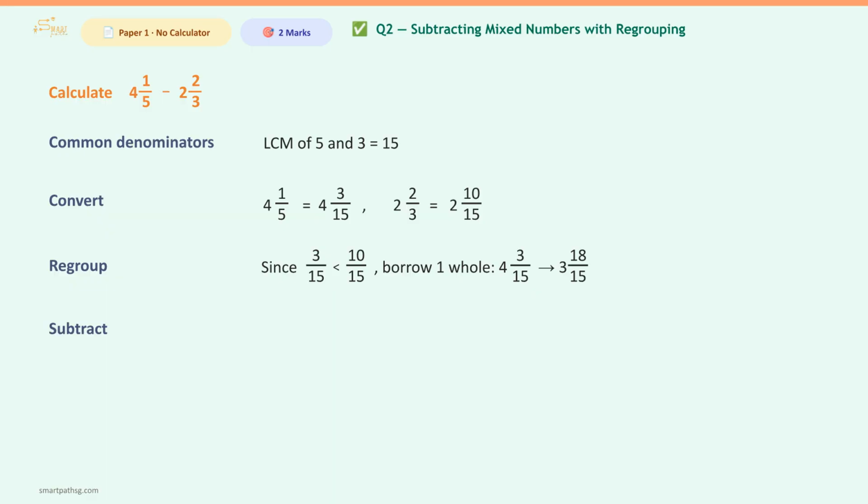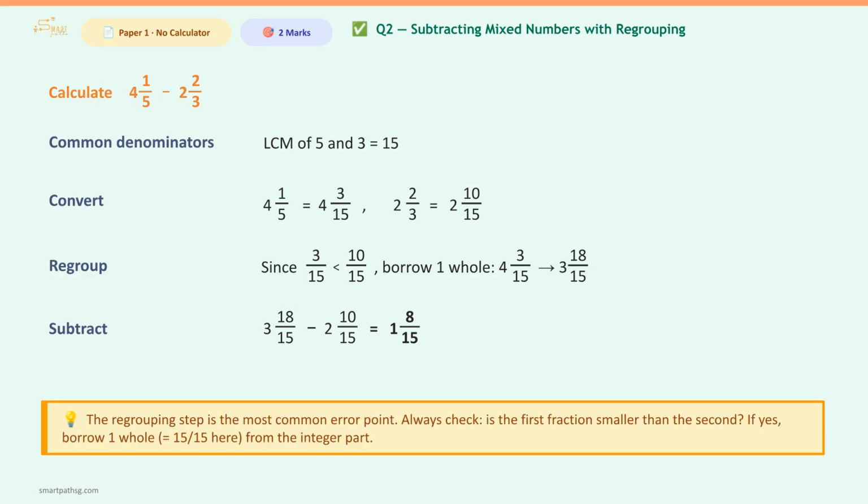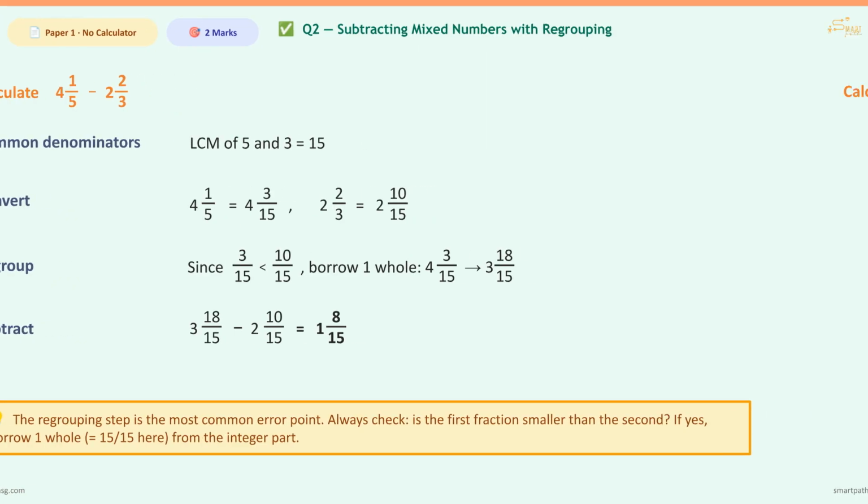Step 4, subtract. Now we subtract easily. Subtract the whole numbers. 3 minus 2 equals 1. Subtract the fractions. 18/15 minus 10/15 equals 8/15. Finally, always check if the fractional part 8/15 can be simplified. Do 8 and 15 share a common factor? No. So 8/15 is the simplest form, and the final answer is 1 and 8/15. Remember, if the first fraction is smaller than the second, you must borrow a whole number.